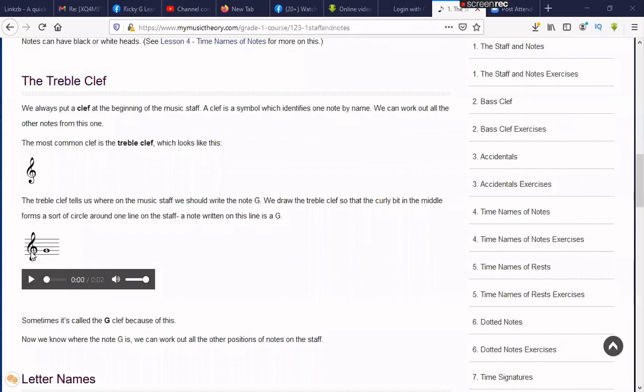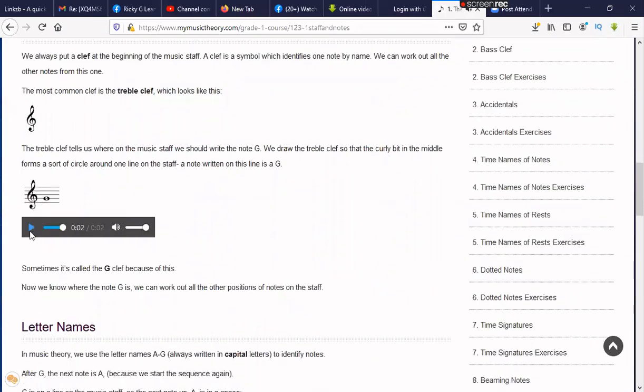And so the G clef runs round about the second line, and so it is called the G clef. That makes the name of that second line now G. That is why this is called the treble clef. Right?